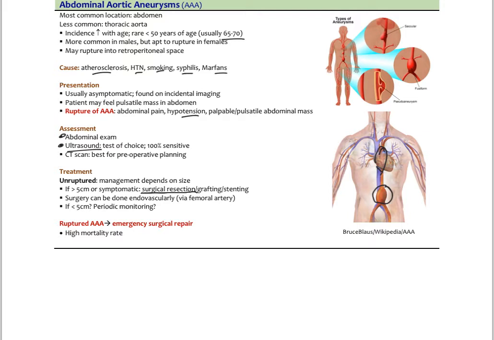If it's less than 5 centimeters, usually there's a question mark because there's no clear guidelines. Typically we monitor, we look at, again, reducing any potential risk factors, making sure blood pressure is stabilized, things like that, before any surgical attempts are made. So there's different approaches depending on the size of a AAA. A ruptured AAA is a medical emergency, again, has a very high mortality rate. So that is things to know about an abdominal aortic aneurysm.